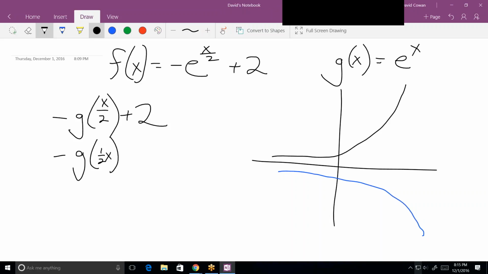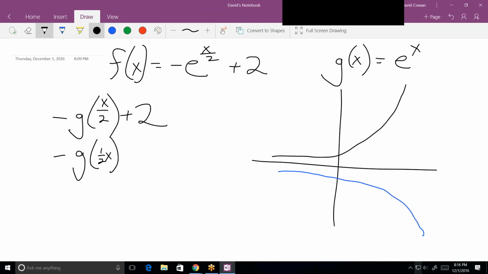It's a vertical shrink. It's inside the function, right? Right. That means it's horizontal. Okay. Everything inside the function is horizontal. Everything outside the function is vertical. This negative sign is outside, that's vertical. This +2 is outside, that's vertical. This 1/2 x is inside, that's horizontal.